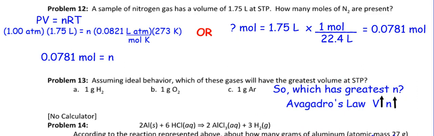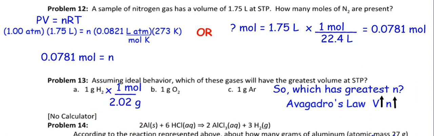So if I have a greater volume, I'm going to have a greater number of moles. If I have a greater number of moles, I'll have a greater volume. So really, what this question is asking is what's going to have the greatest number of moles? So what do you think I can do here? I bet I can set up an equation.